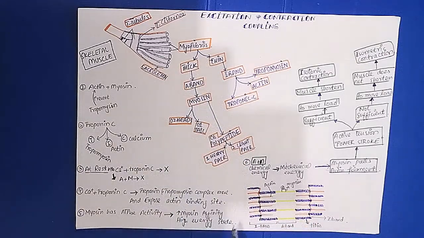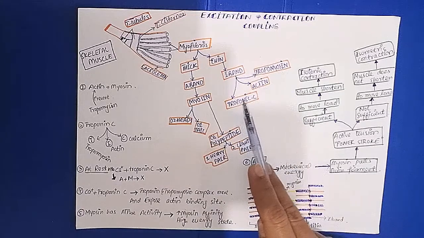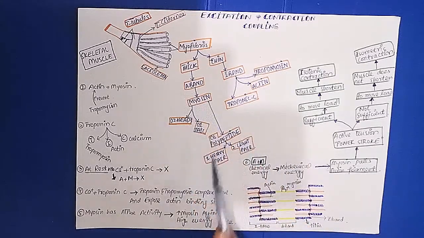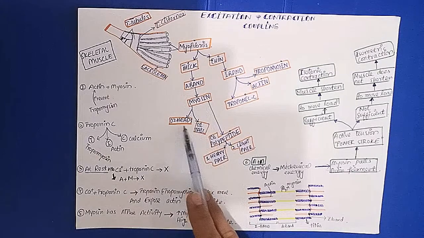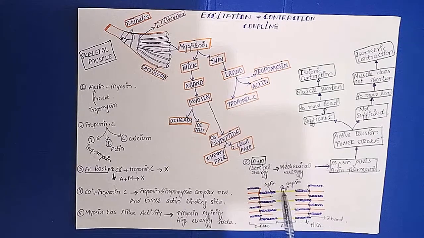These bands are the I band and A band. The I band contains actin, tropomyosin, and troponin, and the A band contains myosin, which has two heads and one tail, and six polypeptides. When contraction occurs, it causes no change in the length of the A band but shortens the I band and H zone.